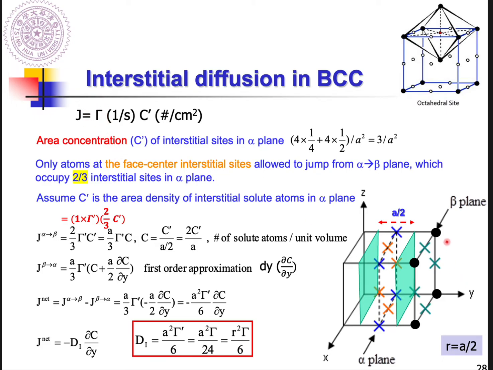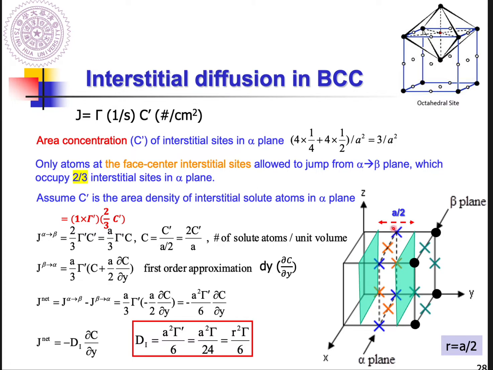So now we need to determine whether all interstitial sites, including the orange and blue, can make a successful jump to the beta plane. If it can make a successful jump to the beta plane, then it will definitely contribute to the flux, right? If not, then that kind of jump is not going to contribute to the flux, so we don't need to consider it in that case. So let's take a look here.